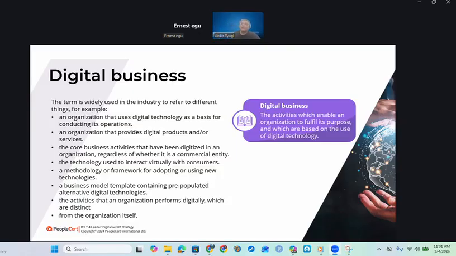Then for digital business, they say activities which enable an organization to fulfill its purpose and which are based on the use of digital technology. Now, again, they do not say to what extent they have to use the digital technology. To any extent that they are using digital technology, they can call themselves a digital business. That is also the reason that they say that this term is widely used in the industry to refer to different things.